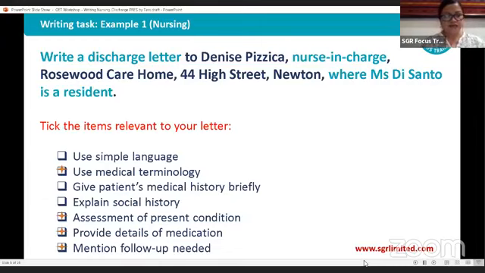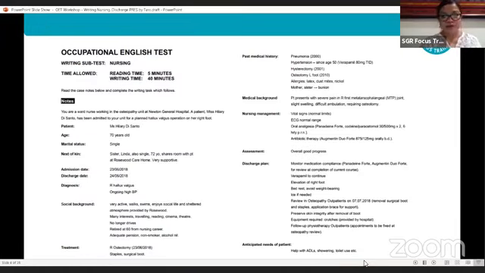Let's have a look at the case notes for Ms. DeSanto. What I'm going to do is give you 5 minutes so you can have a read of the case notes and try to engage by focusing on the discharge plan, so that you could relate all the remaining information in the case notes to the information that your reader, the nurse in charge of the care home, would be requiring. So let me just set my timer. Okay, I'm setting my timer for 5 minutes. On you go.